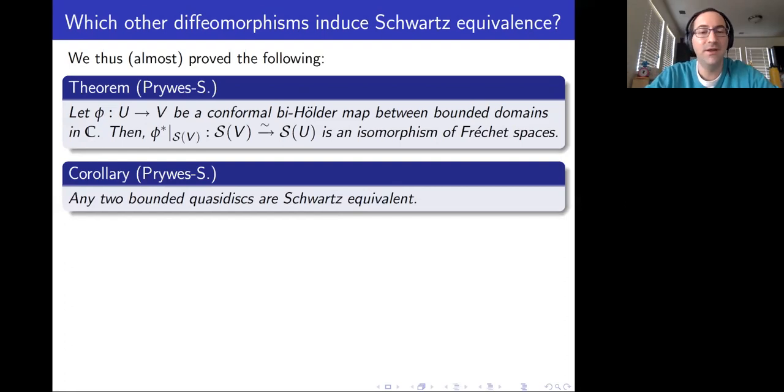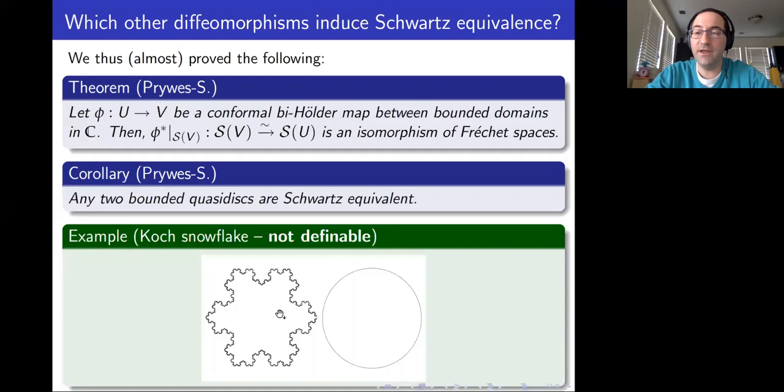Before we do it, let me give an example. This example shows that we didn't work for nothing. So the Koch snowflake is a quasi-disk, and it's not definable in any minimal structure, right? So we didn't work for nothing, right?